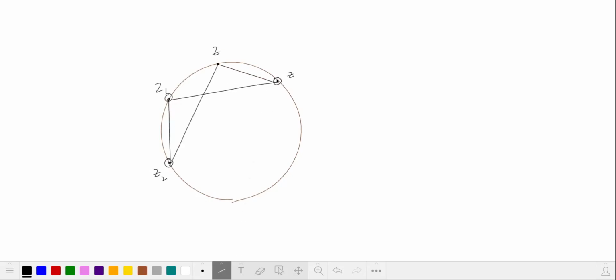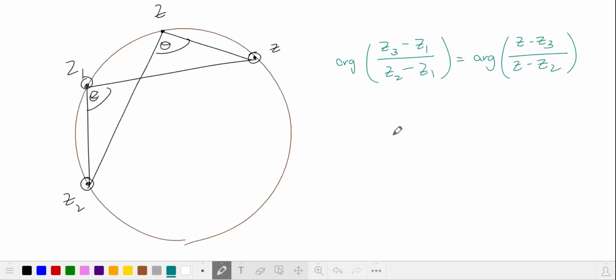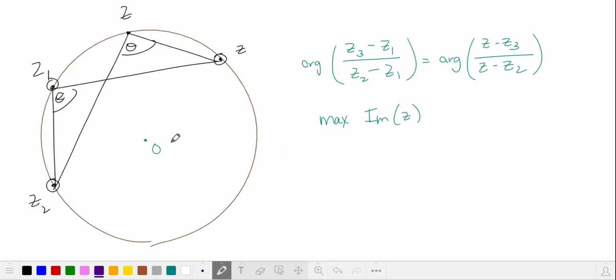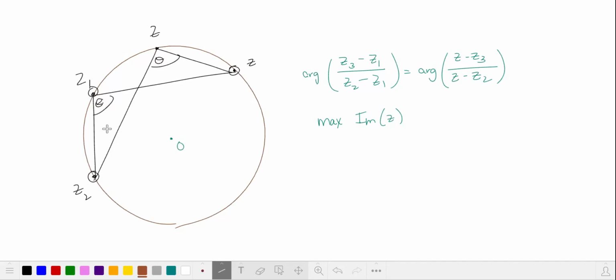And then we have some other point z. This will also have the same angle. The problem statement asks us to maximize the imaginary part of this number z. That's going to be at the top of the circle, directly above the center, which I'll call O. If we can figure out the y-coordinate of O, then we should be able to find the real part of z. We can use our property of circles by drawing a segment from the center of the circle to the midpoint of z1 and z2.